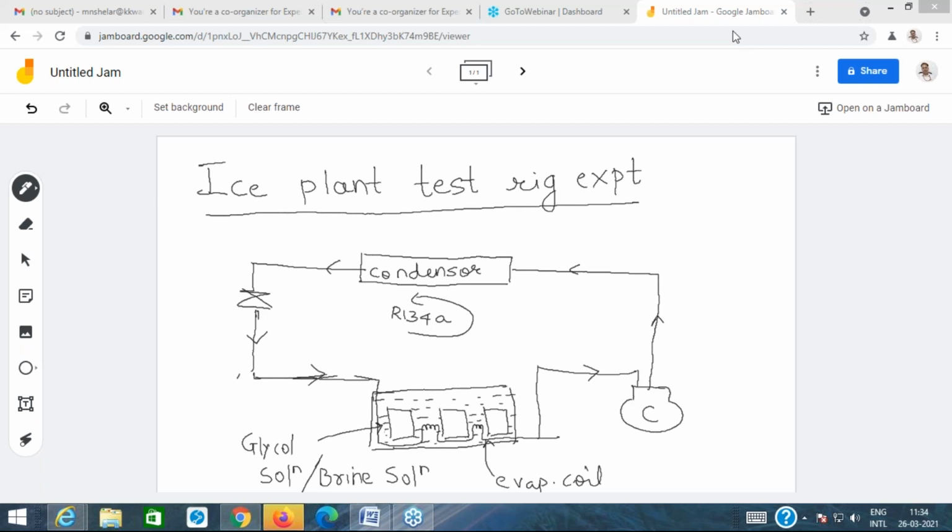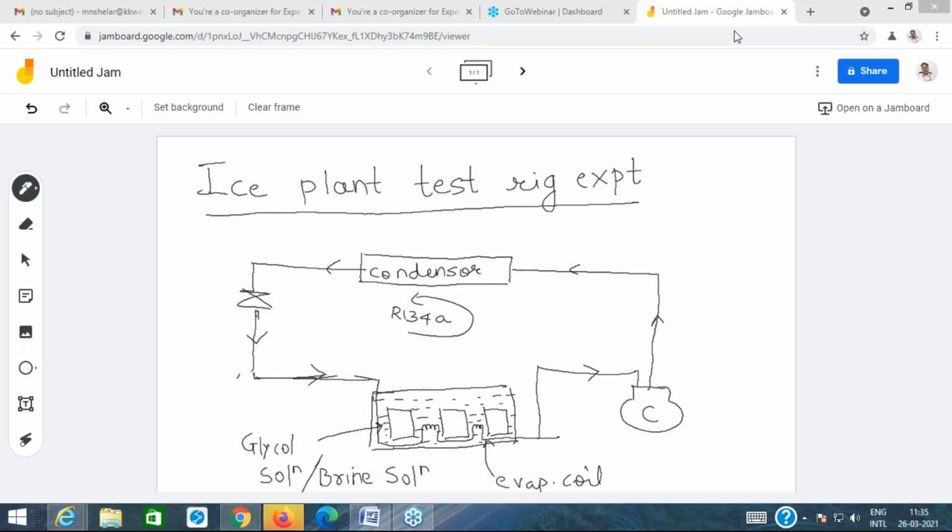The ice plant test rig experiment is designed to give the students a feel about the actual ice factory. In the actual ice factory, you would find a vapor compression refrigeration system, generally with a large capacity compressor, a water cooled condenser, and a large tank where the cubes or the ice tanks are immersed in the secondary refrigerant.